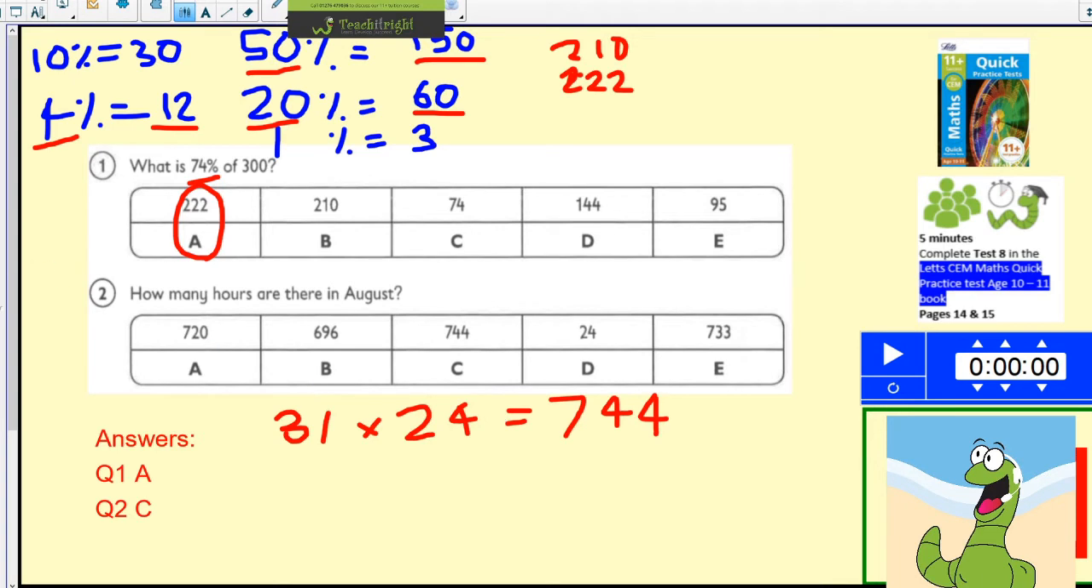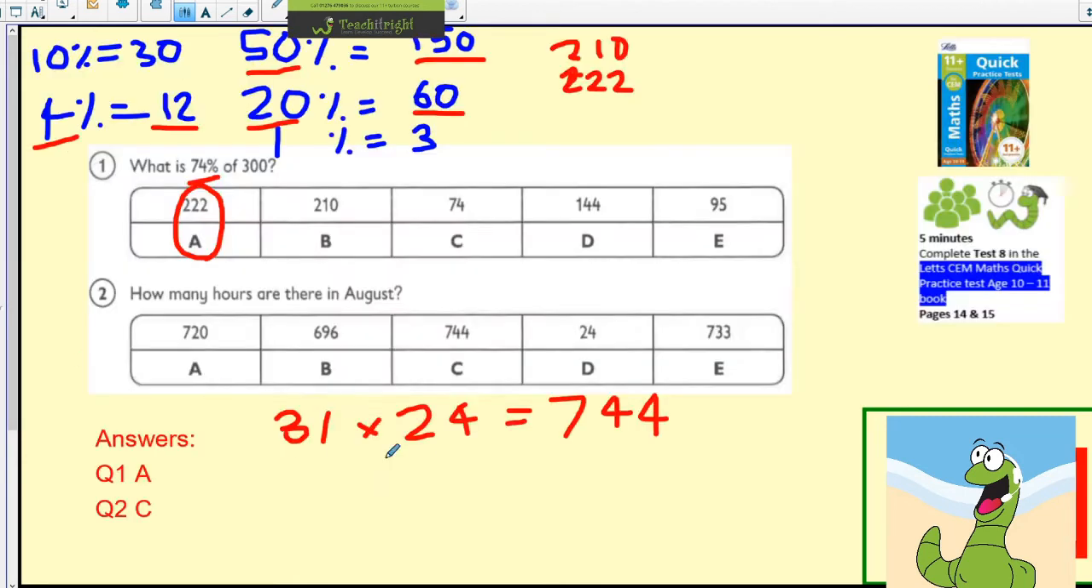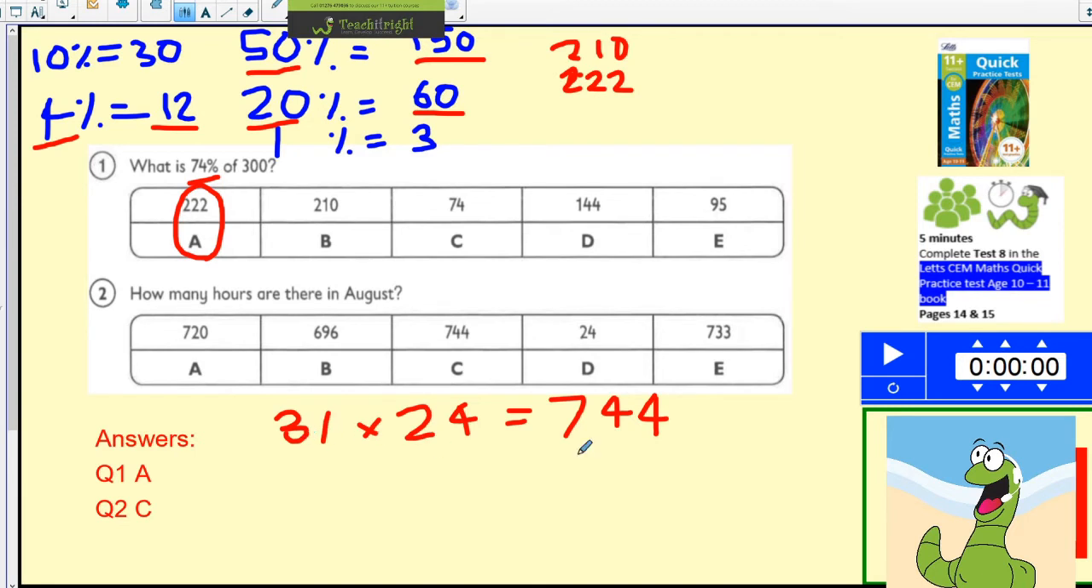Based on what we did earlier, you can actually just add an extra 24 onto this, because instead of doing 24 times 30, we were doing 24 times 31. So it's going to be one more 24, one more day's worth of hours.